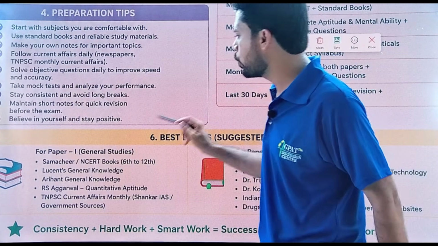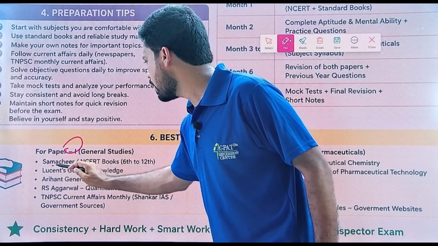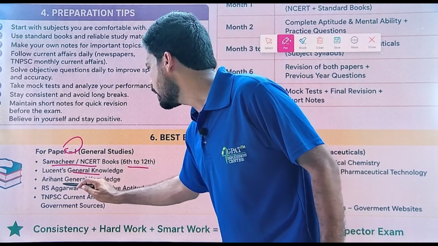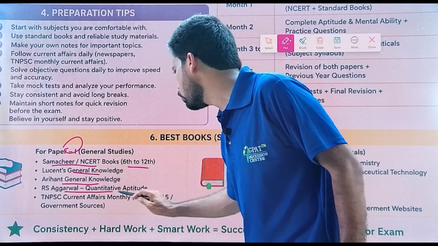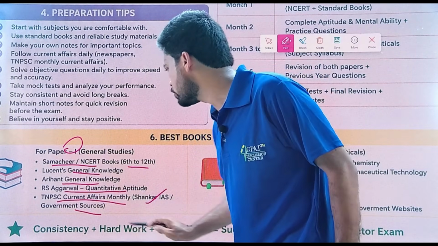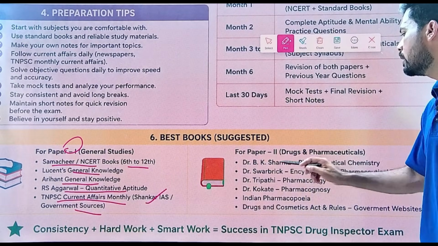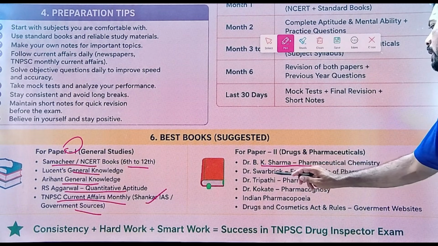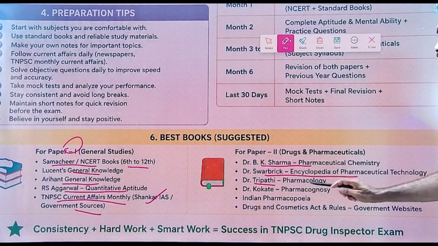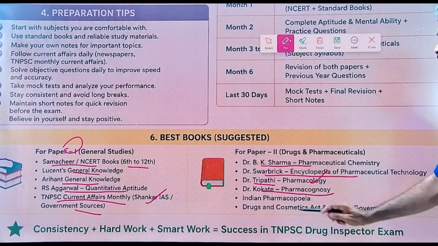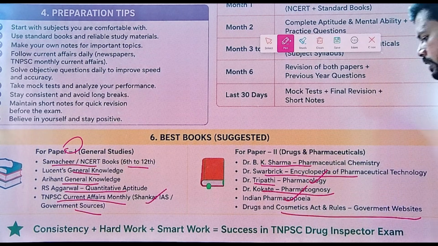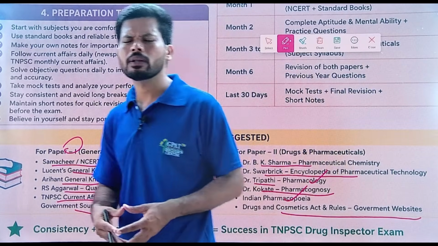So regarding the textbooks for paper 1: Samacheer, that is NCERT books 6 to 12th, Lucent's General Knowledge, Arihant General Knowledge, RS Agarwal Quantitative Aptitude, TNPSC Current Affairs Monthly like Shankar IAS, government sources, etc. And for pharmacy: BK Sharma for chemistry, Swarbrick Encyclopedia of Pharmaceutical Technology, Dr. Tripathi Pharmacology, Dr. Kokate Pharmacognosy, Indian Pharmacopoeia, Drugs and Cosmetics Rules and governmental websites. Okay, so this is a general thing regarding the textbooks.